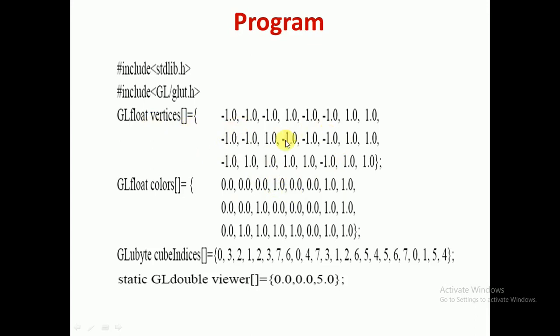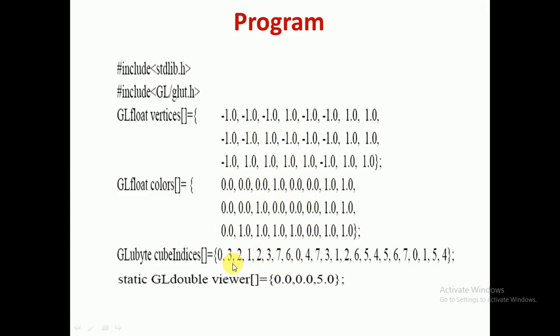We used the vertices. There are 24 vertices here also, because the cube has 24 points for vertices, though only 8 vertices are there. Then every vertex we are coloring with a different color. This is the color array, this is the vertex array. Then we have drawn that cube by indices, meaning face-wise. That is the first phase, second phase, like that.